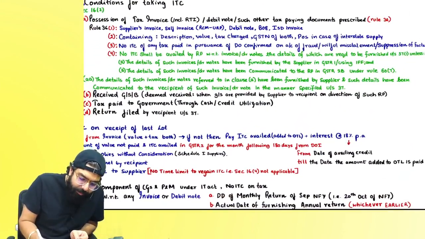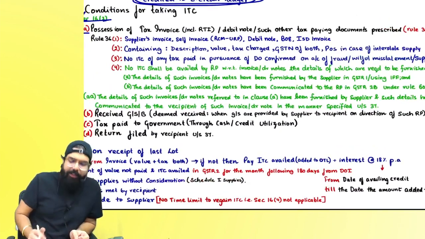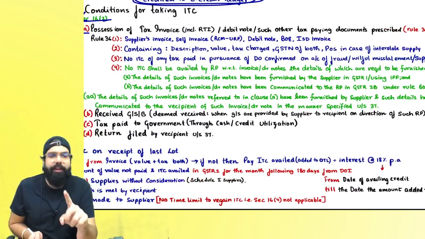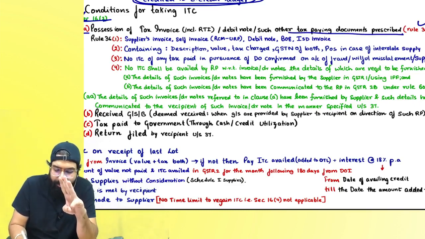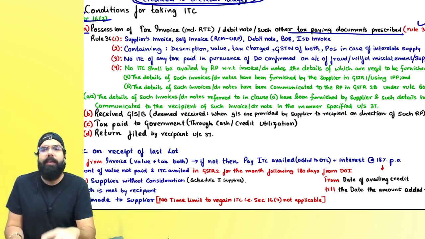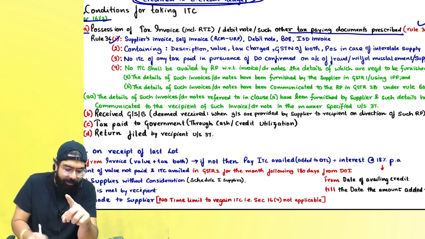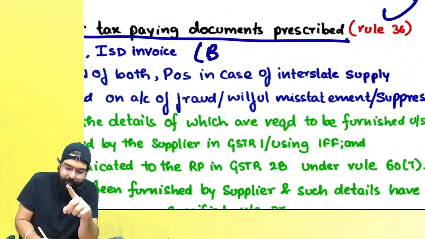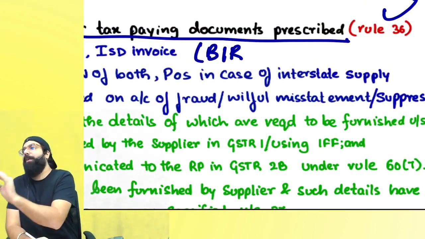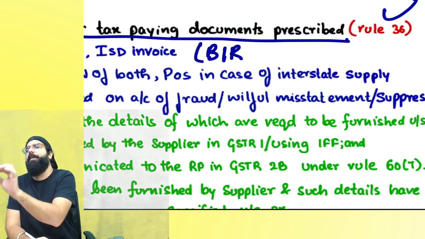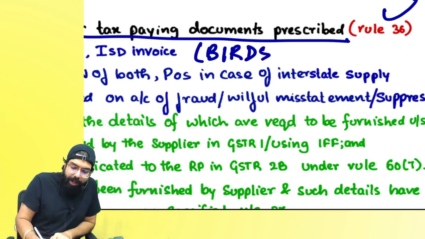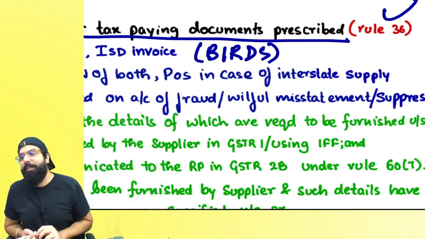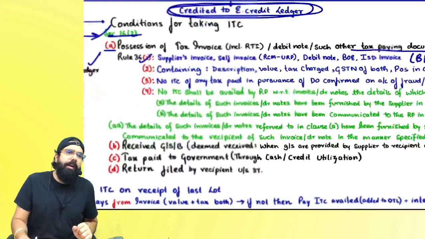Let's understand section number 16.2 A. Section 16.2 A says you should have possession of tax invoice, revised tax invoice, debit note or such other tax paying document as told in rule number 36. Rule 36(1) says you should have bill of entry, ISD invoice, RCM, that is self invoice, which is invoice under section 31(3)(f), D for debit note and S for supplier's invoice, only then you can take the credit.